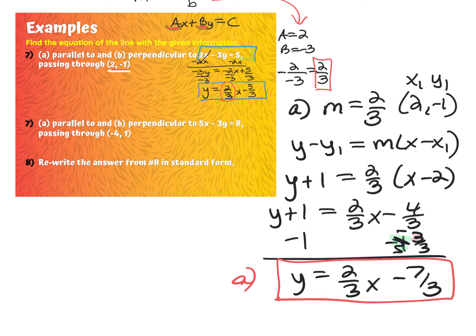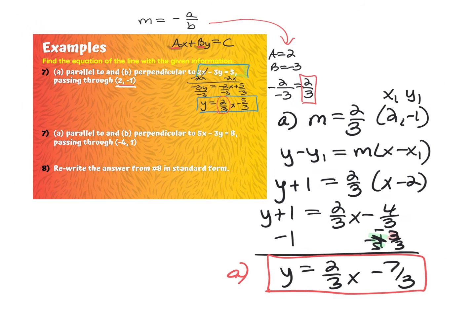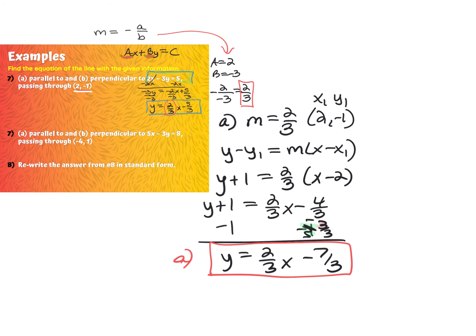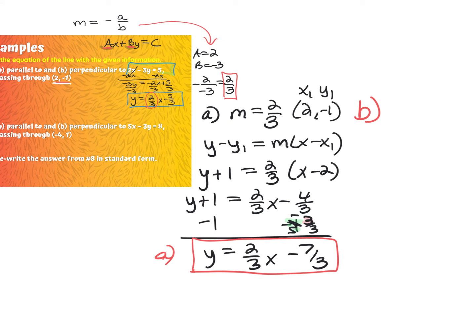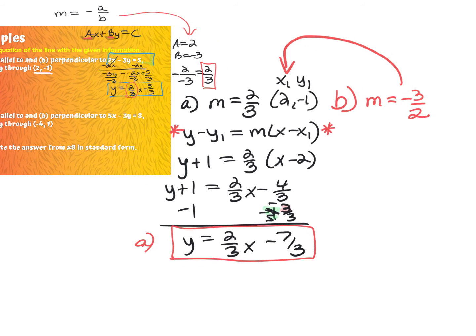Now I'm going to do perpendicular. So now what I'm going to do for part B is I'm going to take my slope and make it opposite sign and reciprocal. So the slope I'm using is -3/2. Now what I need to do is still use the same ordered pair, and I'm going to still use the point slope form. The only thing I'm changing now is the m, because this is perpendicular slope.